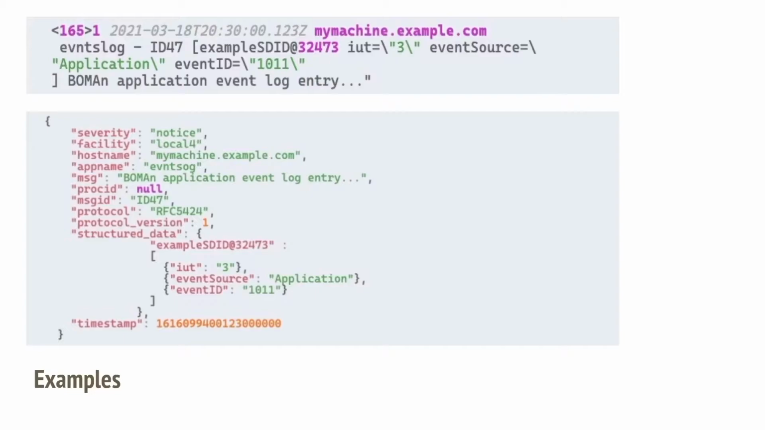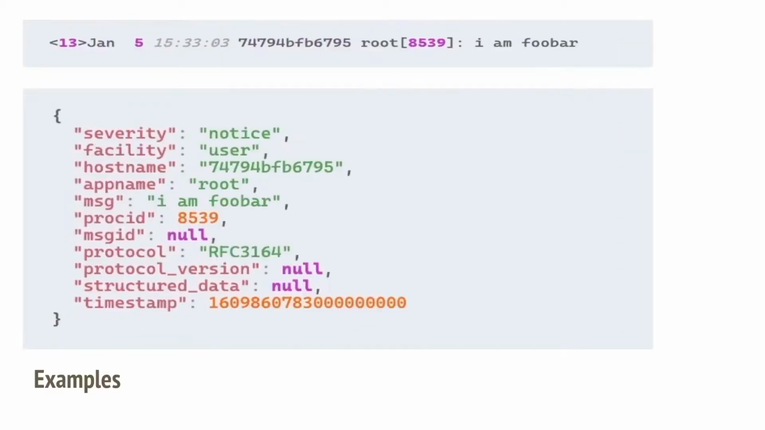Then there is structured data, which is again an object which contains SD elements mapped against a vector of objects of SD parameters and SD values. Here's an example of a syslog message in BSD format. In this case, as you can see, the protocol field has value RFC 3164 and the protocol version field is inapplicable for this format. Now after the implementation of the syslog codec, Tremor could receive and send syslog messages via UDP.